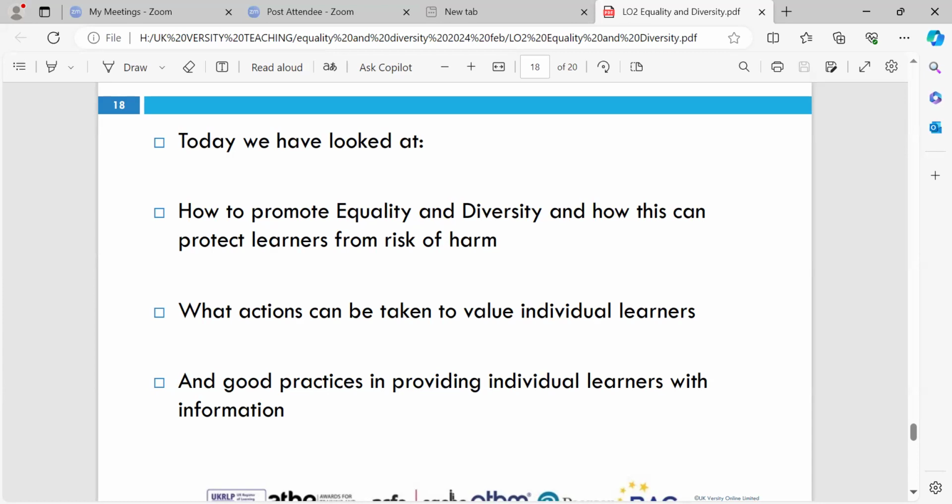Good practices in providing individual learners with information, so feedback. We talked a little bit about peer marking as well as self-assessment, and how you do one-to-one sessions with them, and how they enhance the students' learning through taking responsibility to manage their own learning as well sometimes. And looking at good peer assessments. Setting goals as well is really good for students. If you have a student that you think may struggle, setting a goal for them.